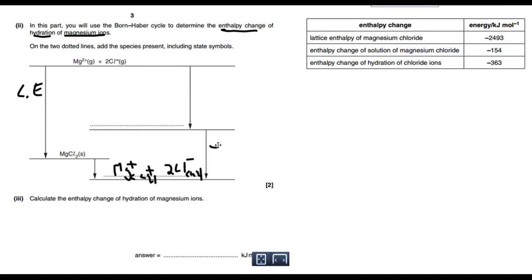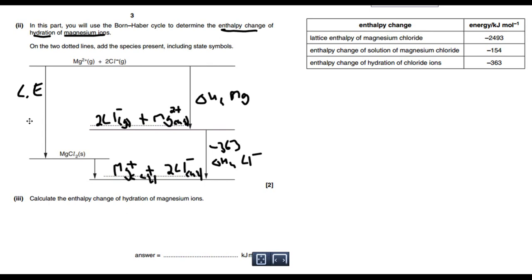Let's assume it is. So put minus 363 here. That's going to be delta H of chloride. So this one, let's say that the chloride is still a gas, and the magnesium is aq. So this is going to be delta H of hydration of magnesium. Calculate the enthalpy change of hydration of magnesium ions.